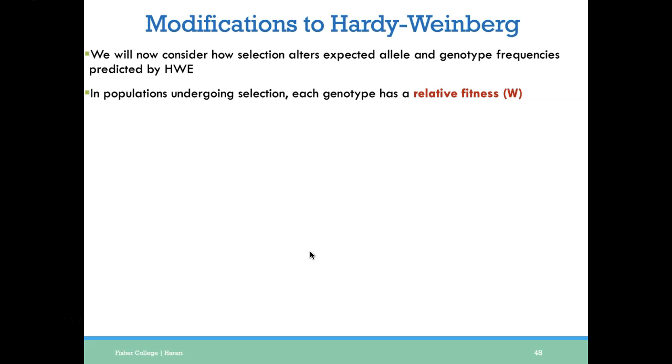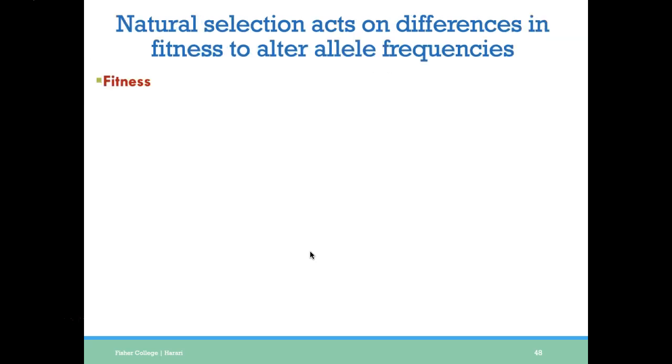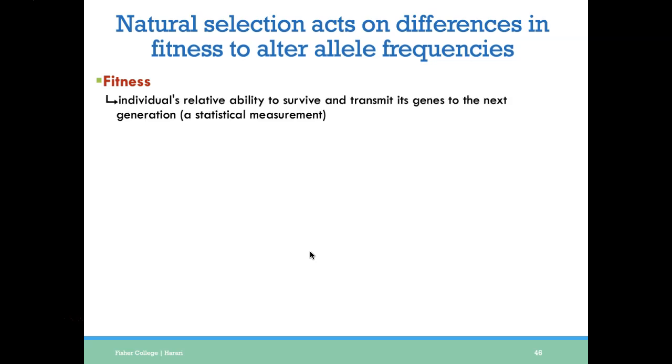So now we're going to talk about how selection alters the expected allele and genotype frequencies predicted by Hardy-Weinberg equilibrium. And I just want to talk about fitness for a second. Natural selection acts on differences in fitness to alter allele frequencies. And fitness is an individual's relative ability to survive and transmit its genes to the next generation.